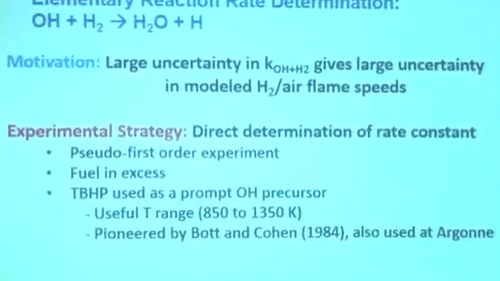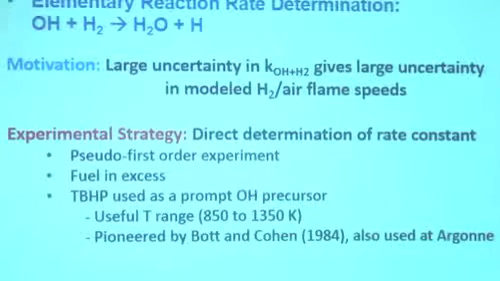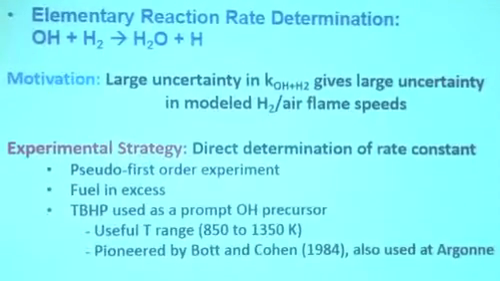You do T-butyl hydroperoxide as a prompt source of OH. So it's like you instantly produce OH. And then it's in excess of hydrogen. And so the OH goes away in a pseudo first order way. This was an idea that was pioneered by Bott and Cohen about 30 years ago, sometimes used at Argonne.